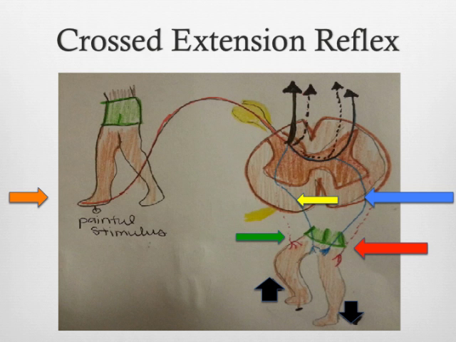Now in the picture, the green arrow is going to represent the extensor inhibited, the yellow arrow is the flexor stimulated, the blue arrow is the extensor stimulated, and the red arrow will be the flexors inhibited. These are all going to be traveling up to the spinal cord.